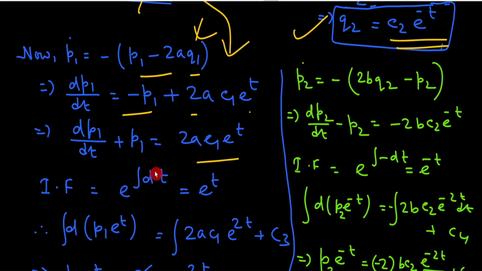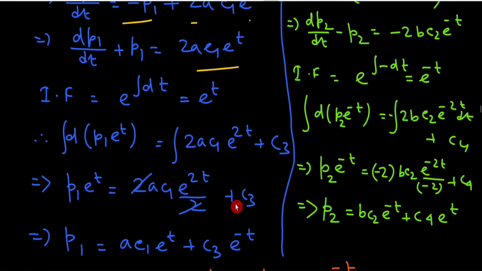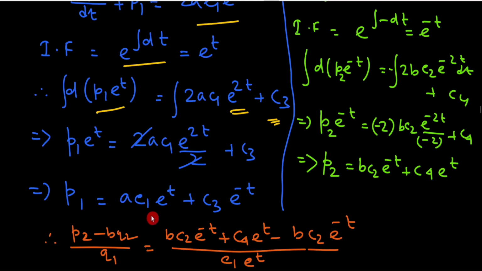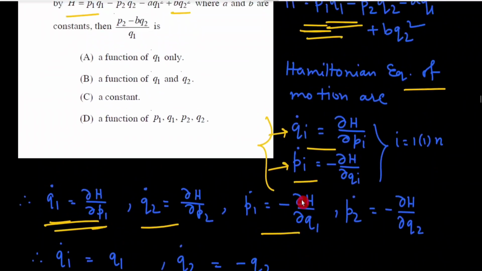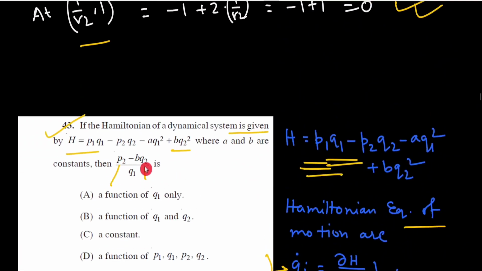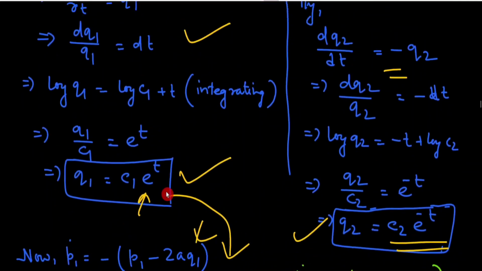This is a simple differential equation we solve by using the integrating factor. If we find the integrating factor, then it is e to the power t, and so if we integrate this, d of p1 e to the power t equal to 2a c1 e to the power 2t plus c3. c3 is the integrating constant, and we get p1 e to the power t equal to 2a c1 e to the power 2t by 2 plus c3, and p1 equal to a c1 e to the power t plus c3 e to the power minus t. Now we find the value of p2.